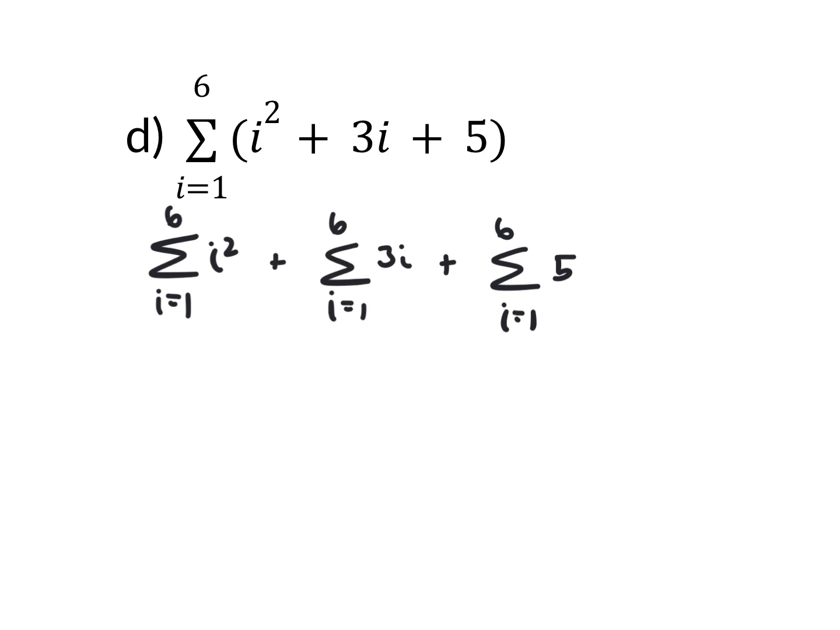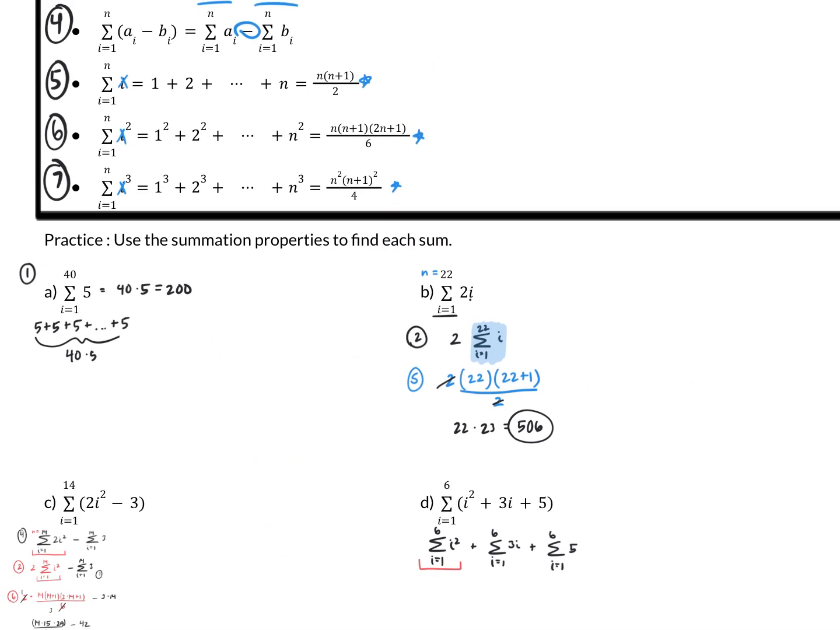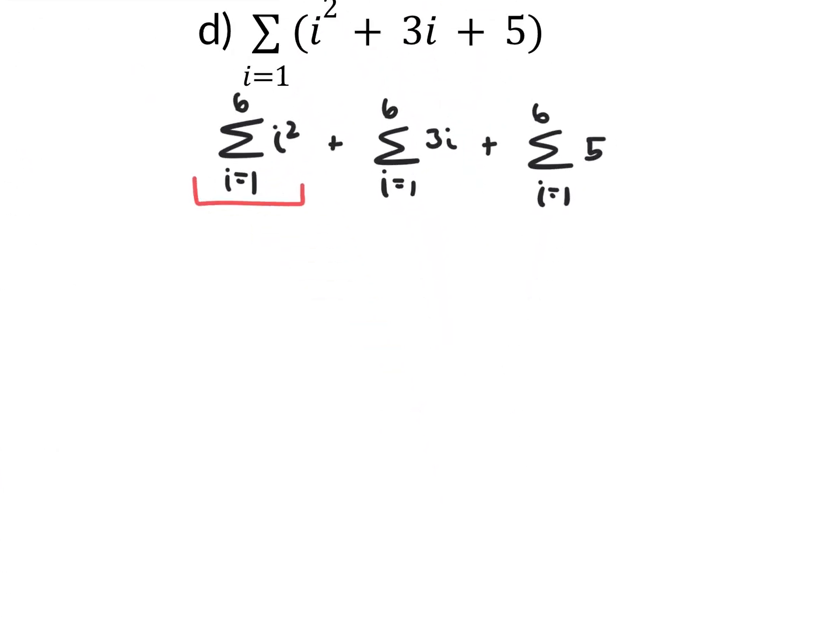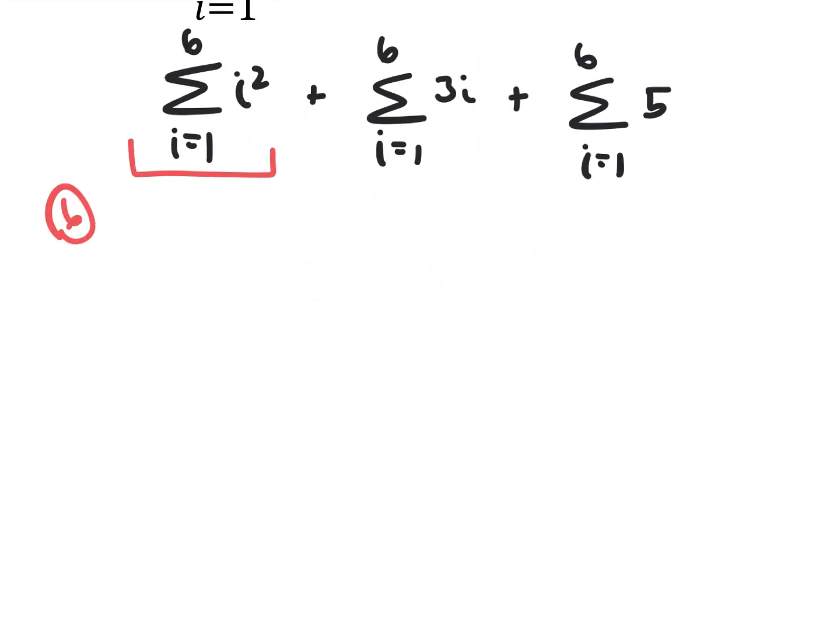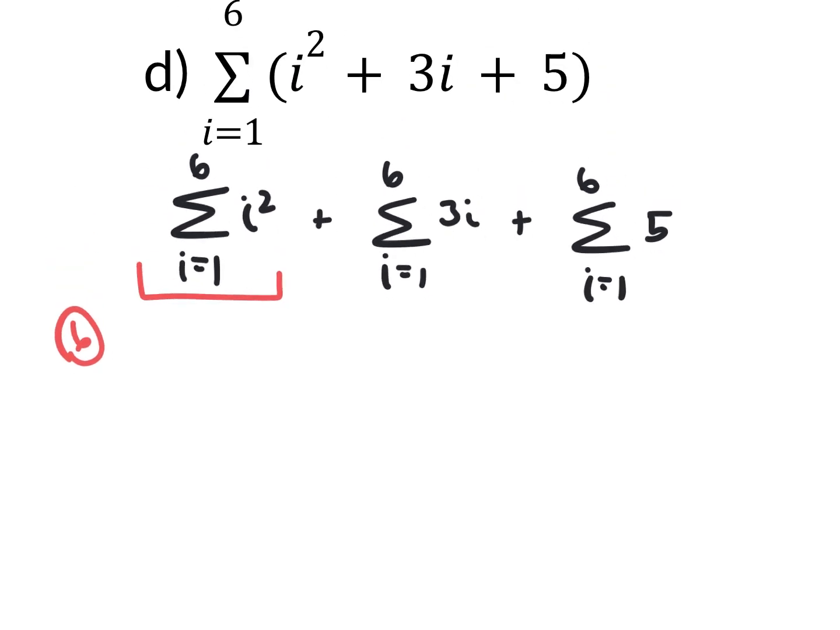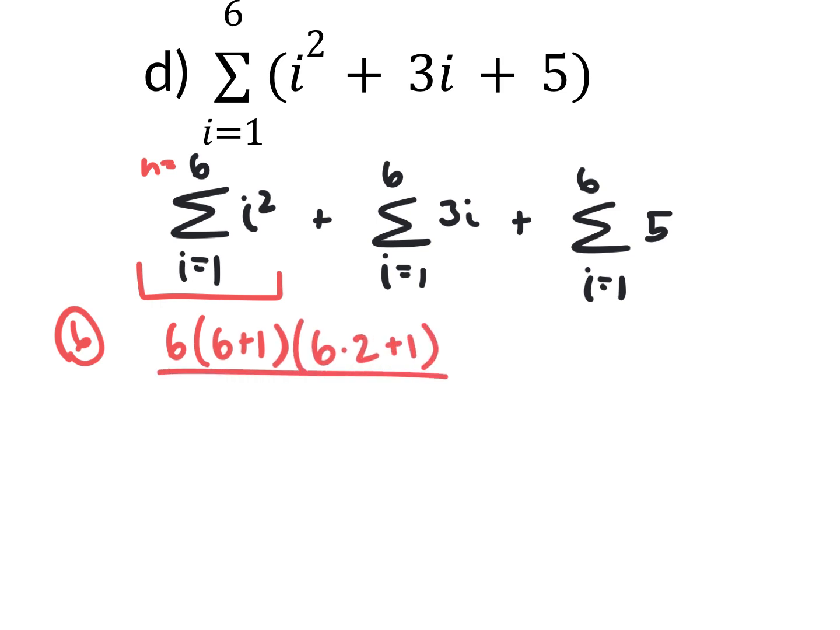And then each of these properties are up above. This first one is going to use property what? Property 6, yes. And I would rewrite with my n equals 6 on top. I've got 6 times 6 plus 1 times 2 times 6 plus 1, all divided by 6. Using that formula.